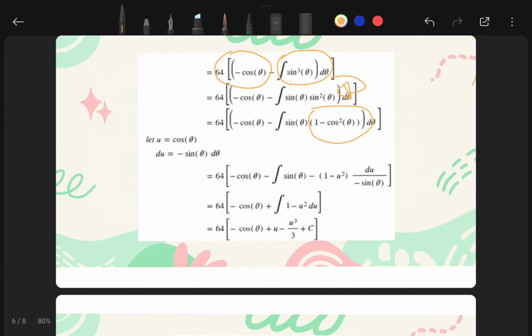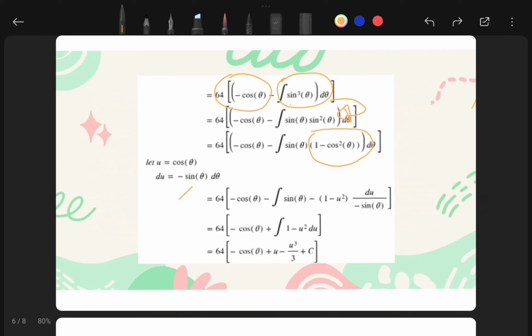Then we let u equal cos theta, and du equal negative sine theta d theta. We substitute into the equation and it becomes 1 minus u square, and the d theta becomes du over negative sine theta. Then we cancel the sine theta over here with the negative sine theta, and it becomes the integral of 1 minus u square du. From here we integrate as usual, and it becomes u minus u cubed over 3 plus c.